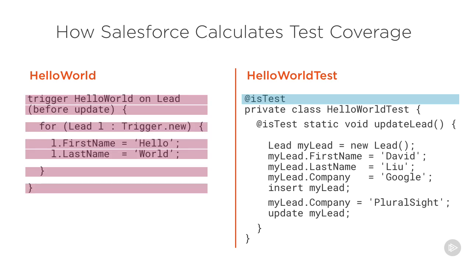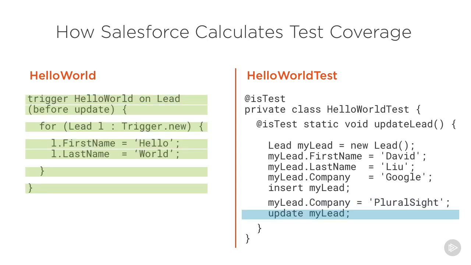Starting at line 1 of our test class, we see that nothing is covered yet in our trigger. Everything is red. Moving along our test class, we enter our test method, create a lead, set fields, and insert the lead. Still, no lines of code are covered in our trigger. Then, we set the company field in our test class, and still no coverage. Finally, when we update our lead, every line of code in our trigger executes and we get 100% code coverage.